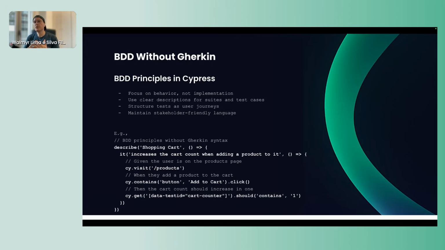And how do you do BDD without Gherkin? You can use native Cypress commands like describe shopping cart, that has a test case, increases the cart count when adding a product to it, that uses cy.visit /products, cy.contains button add to cart .click, cy.get data-testid cart-counter should contain 1. And on top of the commands, you can add comments: given the user is on the products page. When they add the product to the cart, then the cart count should increase by 1.